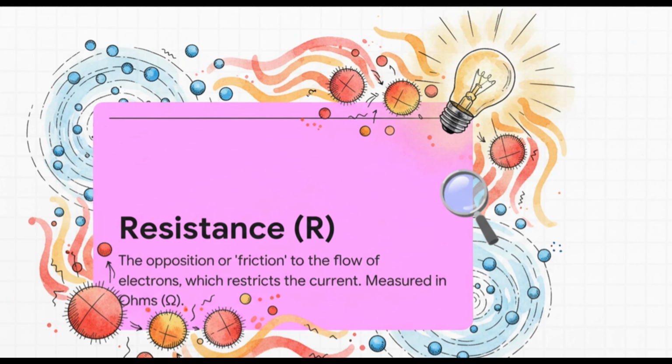And finally, we have resistance. This is basically electrical friction. As all those electrons are flowing, they bump into atoms inside the wire, and that slows them down. Now, you might think friction is a bad thing, but it's actually incredibly useful. That resistance is what generates heat, which is exactly how your toaster gets hot enough to make toast.